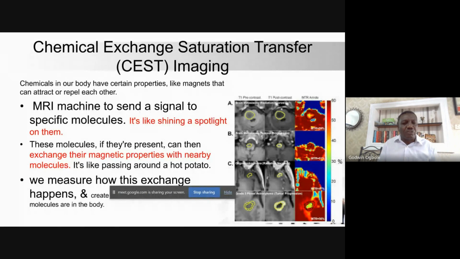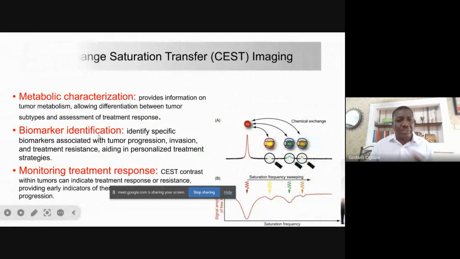It's like when you give somebody a hot potato and the person holds it, it feels hot, and quickly throws it back to you. That transfer is what the computer measures, or the MRI signal is measured. By measuring these things, you are able to determine the chemical structures or the chemical compositions of tumors. And this is what is called chemical exchange saturation transfer imaging.